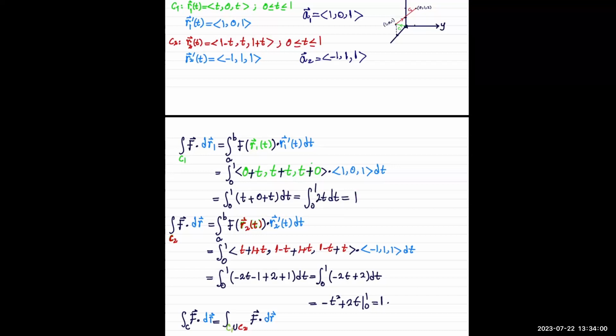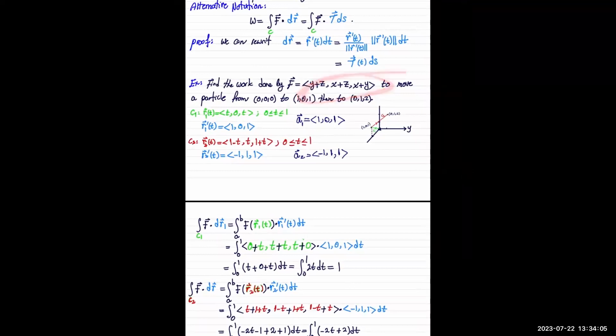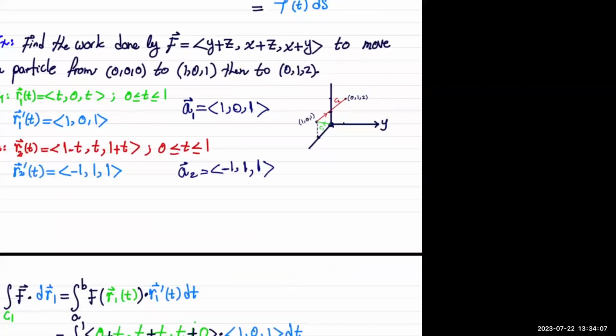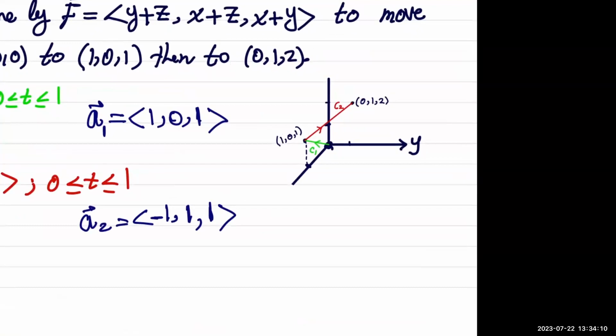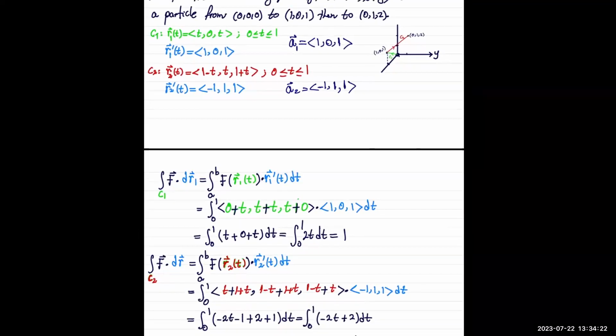So what does this mean? This means that this vector field did work to take a particle from here to here along C1, and that work is just 1. 1 joule, 1 whatever unit of work. Okay, so now let's do the same exact thing for the second path.